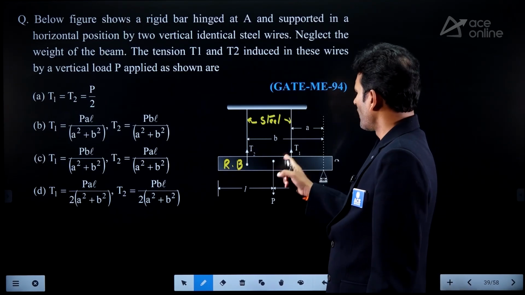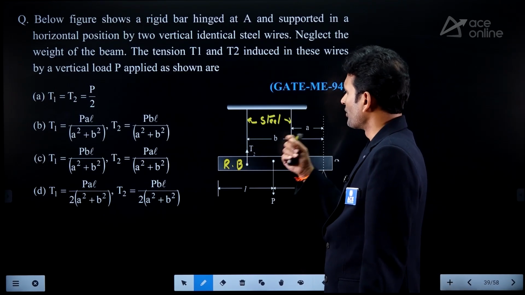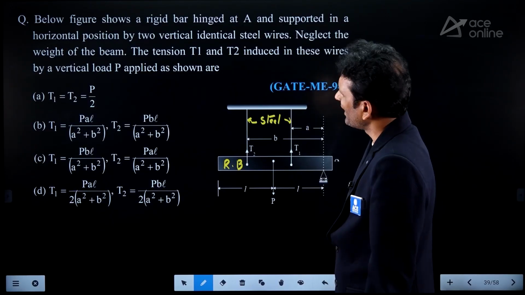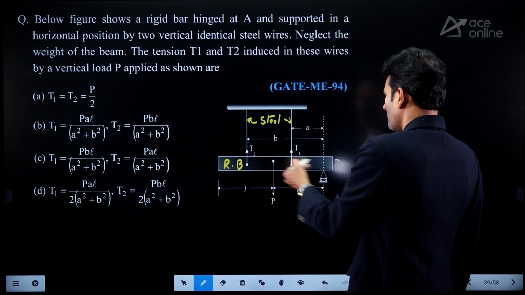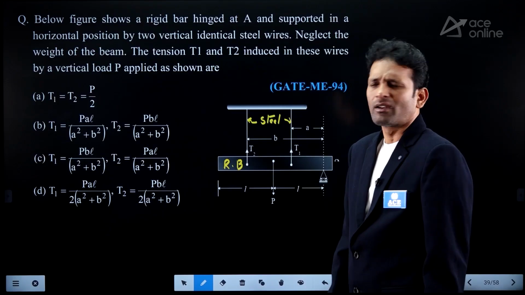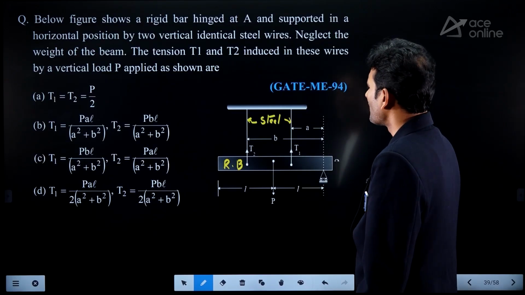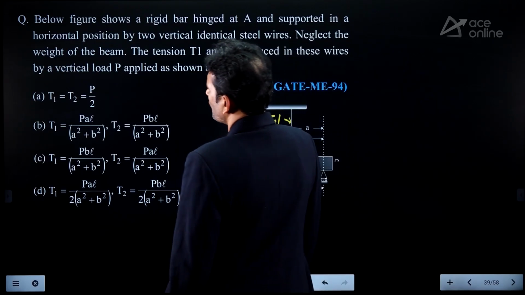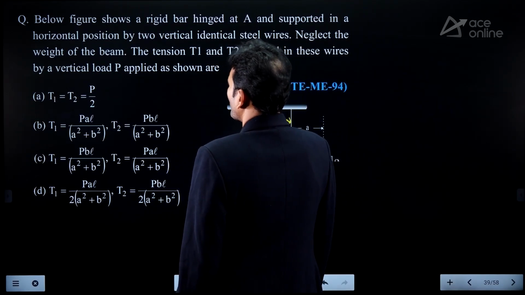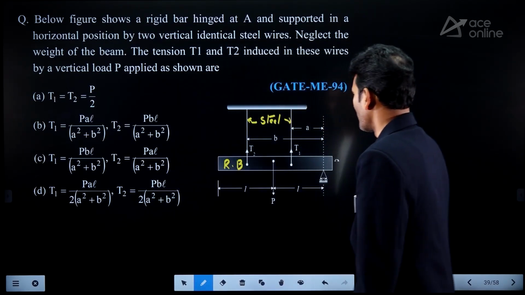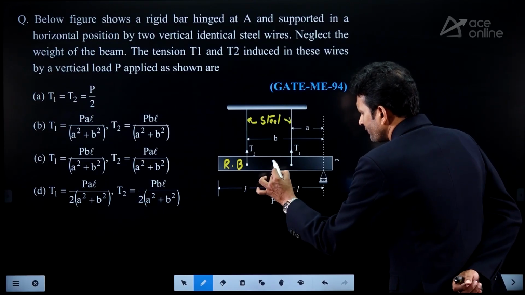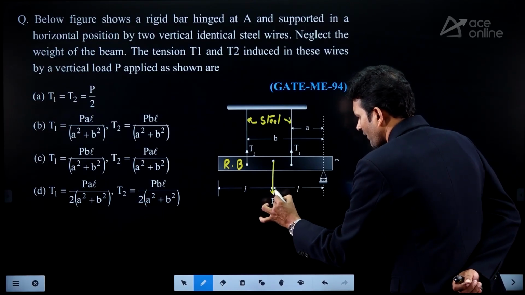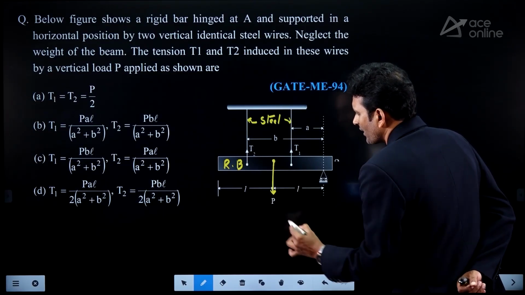We need to keep these wires to provide the horizontal position for this rod. Neglect the weight of the beam, that is nothing but the weight of the rod; the self weight of the rod you do not consider. Determine the tension T1 and T2 induced in these wires by a vertical load P applied as shown in the figure. Look here, where is the load applied? Here. This is P.